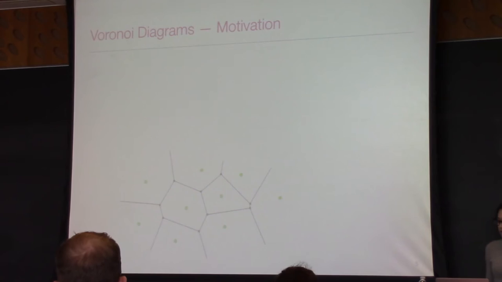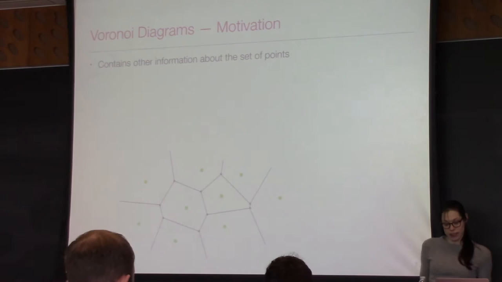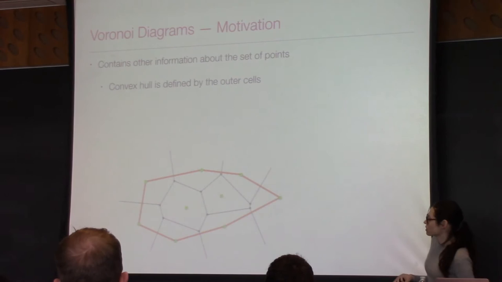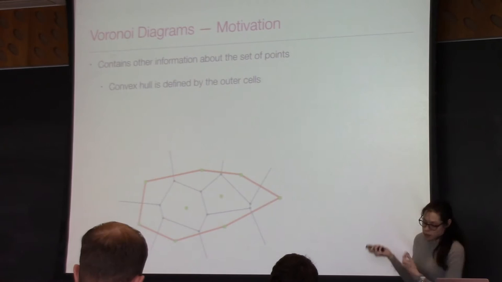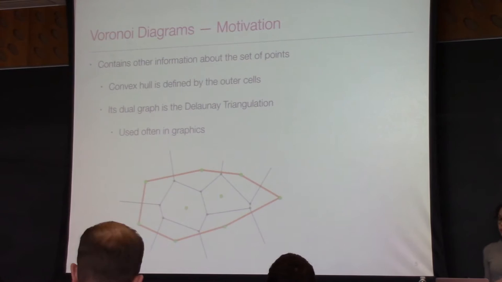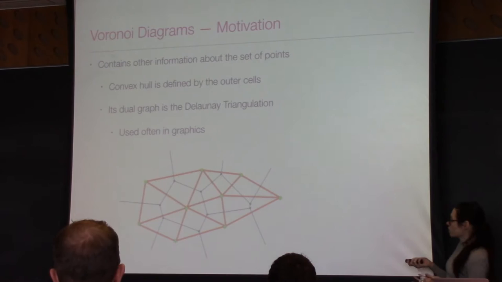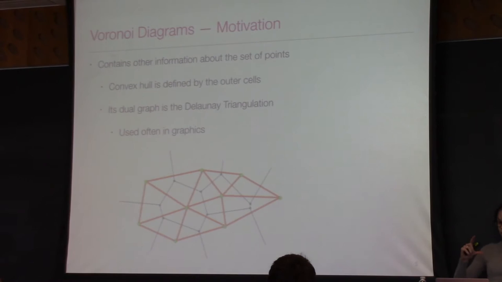Also, Voronoi diagrams contain other information about the point set. For example, the convex hull is defined by these outer cells that reach out to infinity here. As you can see, I've outlined the convex hull of this point set, and it's basically these cells on the outer boundary. Further, the dual graph of the Voronoi diagram is called the Delaunay triangulation, and it's used a lot in graphics for approximating surfaces. It's a triangulation that makes your triangles not long and skinny, but short and fat, or relatively balanced, I should say.